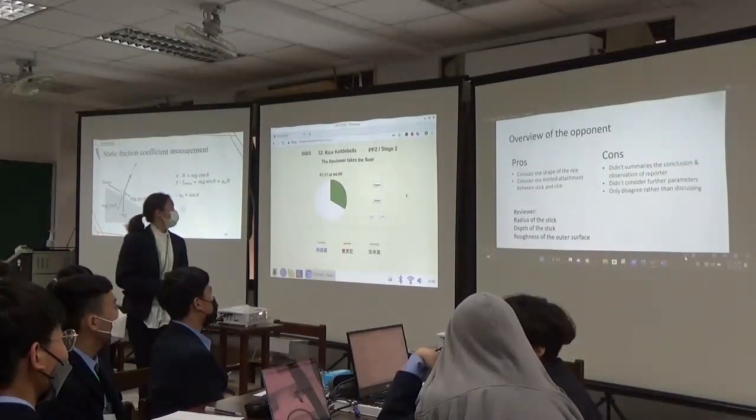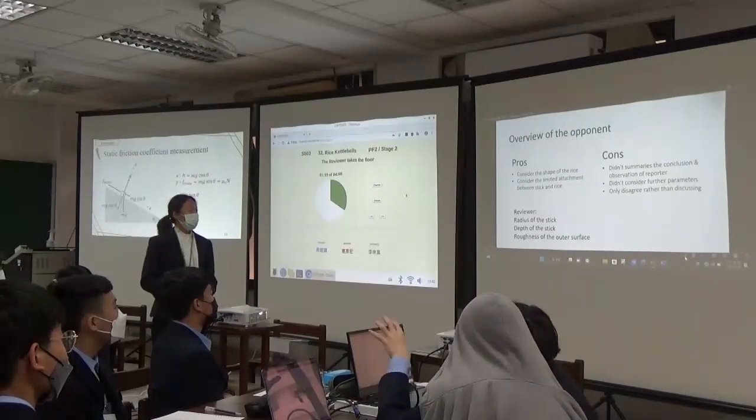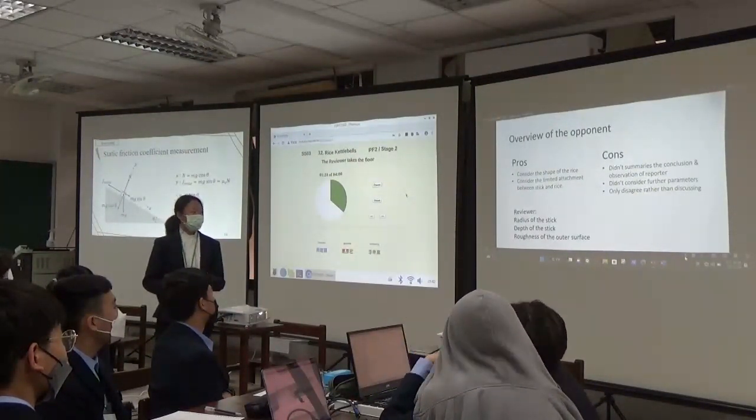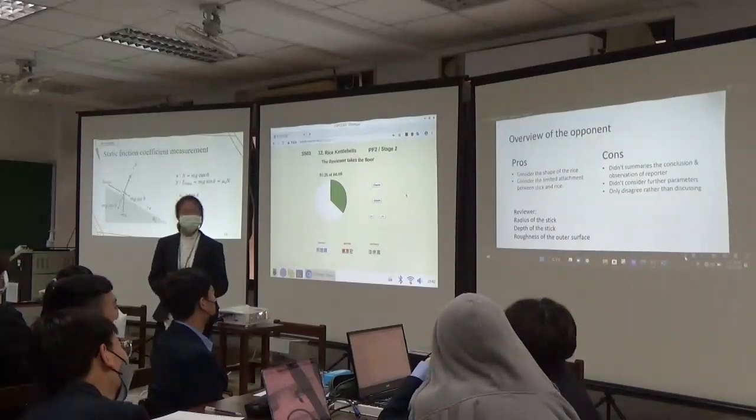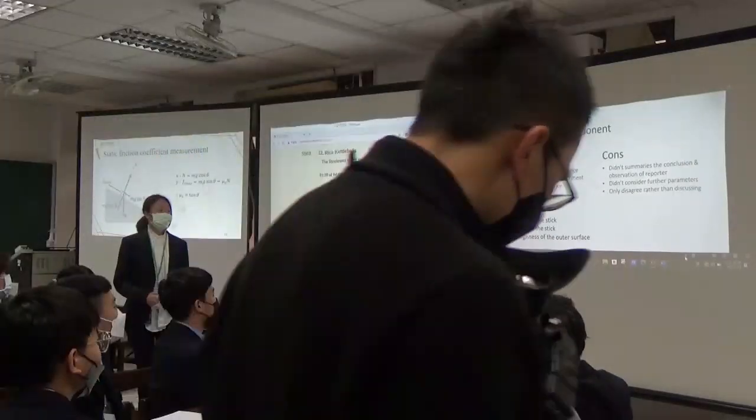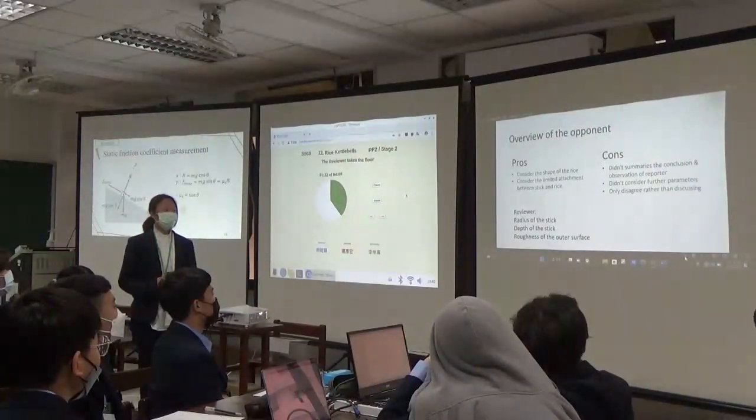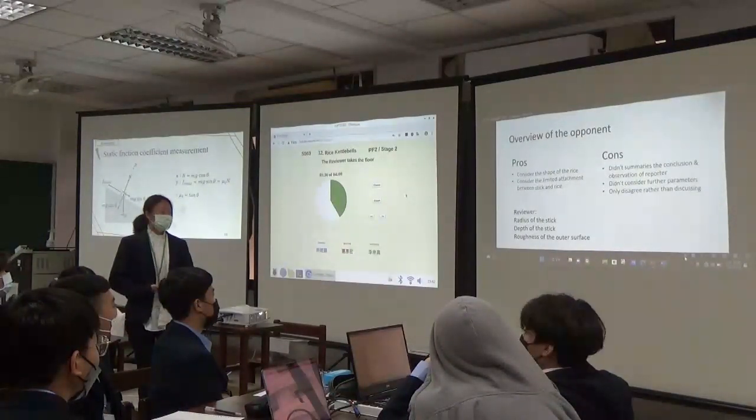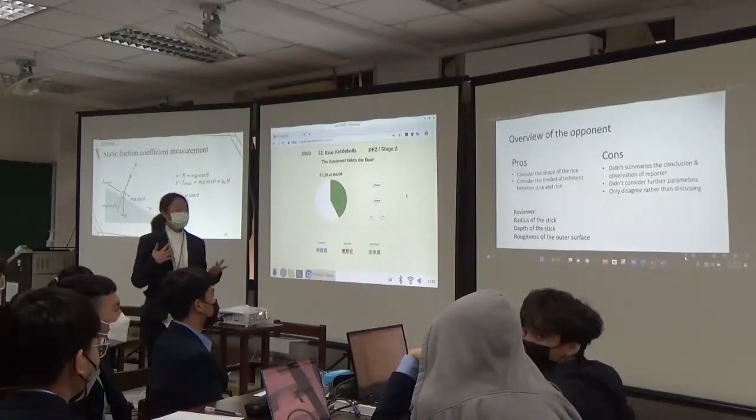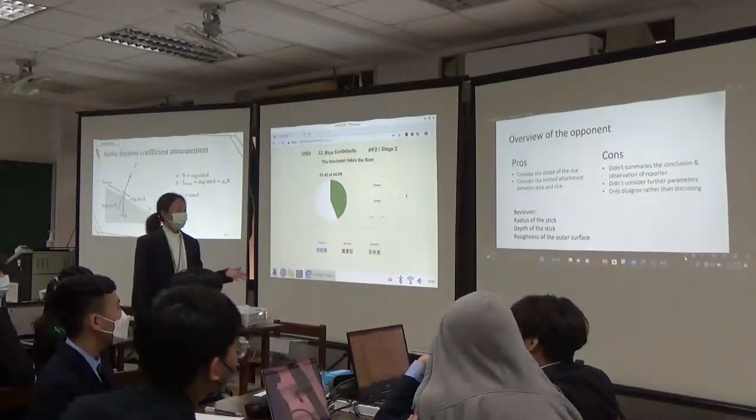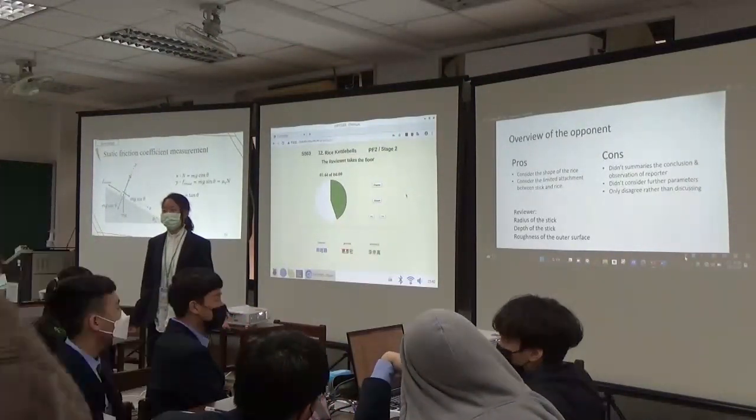So for the overview of the opponent, the pros are to consider the shape of the rice and to consider the limited attachment between stick and rice. For cons, they didn't summarize the conclusion and observation of the reporter and didn't consider further parameters, and they only disagree rather than discussing. So for me, I think the parameters will affect our radius of stick, depth of stick, roughness of the outer surface, which is the T.